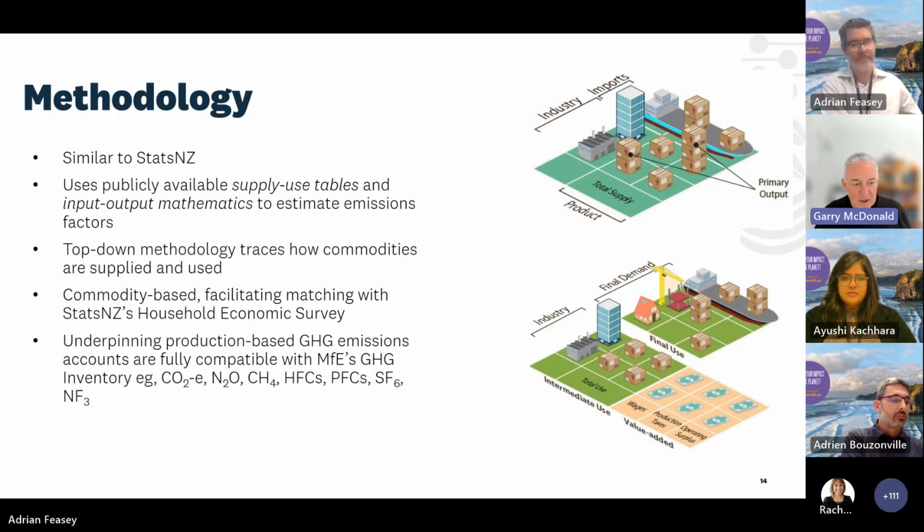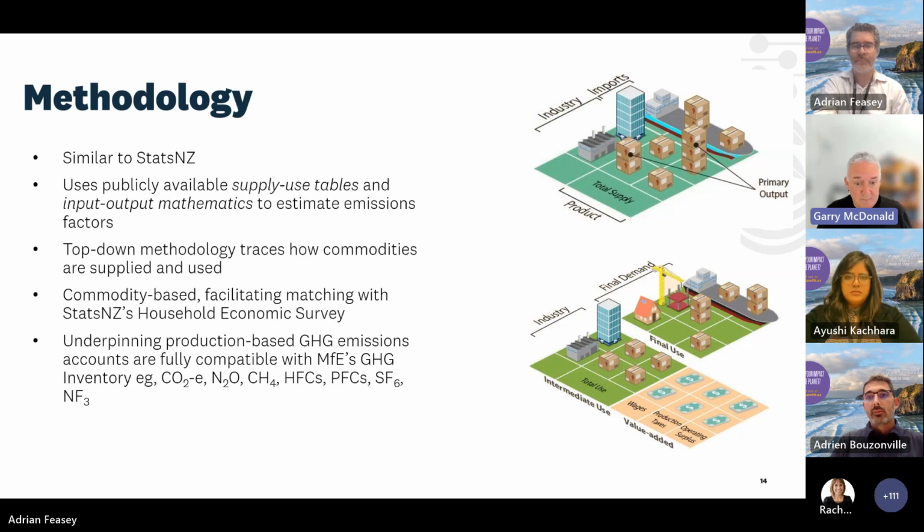I'll talk a little bit about the difference between top-down and bottom-up in another slide. It's also commodity-based, and I think the key thing is that this commodity-based methodology allows us to facilitate a matching directly to the household economic survey. So we can look at the expenditure items in that survey and match them back to our calculations and say, for this particular commodity we've spent on, this is the emission factor. The underpinning data is based on the GHG emission accounts developed by Stats New Zealand, and all that is fully compatible with the MFE's work on the GHG emission inventory, covering CO2 equivalents, nitrous oxides, methane, and a number of other gases.